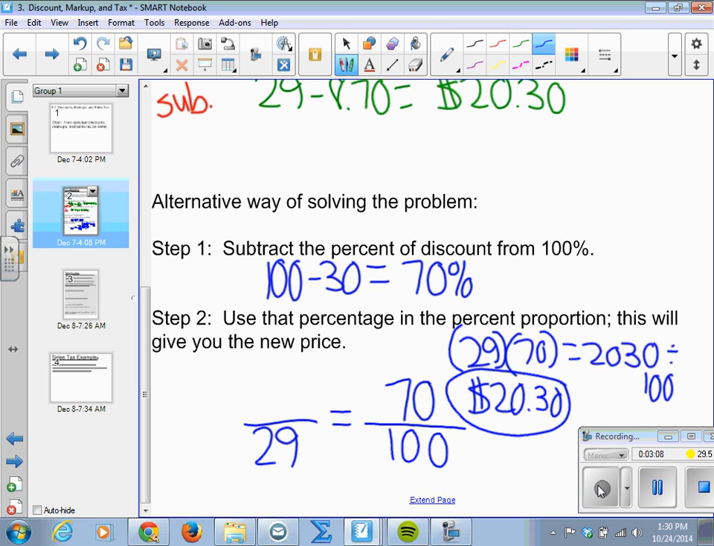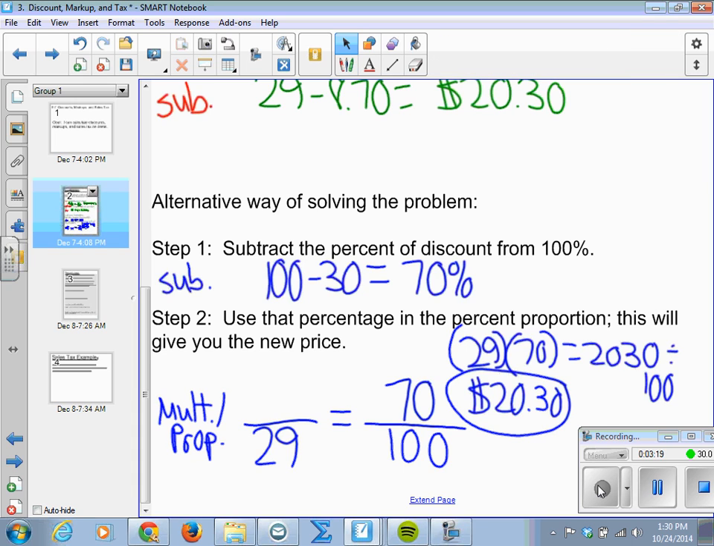So subtraction first, then multiply or do the proportion. Either method done correctly gets you the right answer. Go with the one you understand best, but I do encourage you guys to practice this when we have the chance in class.